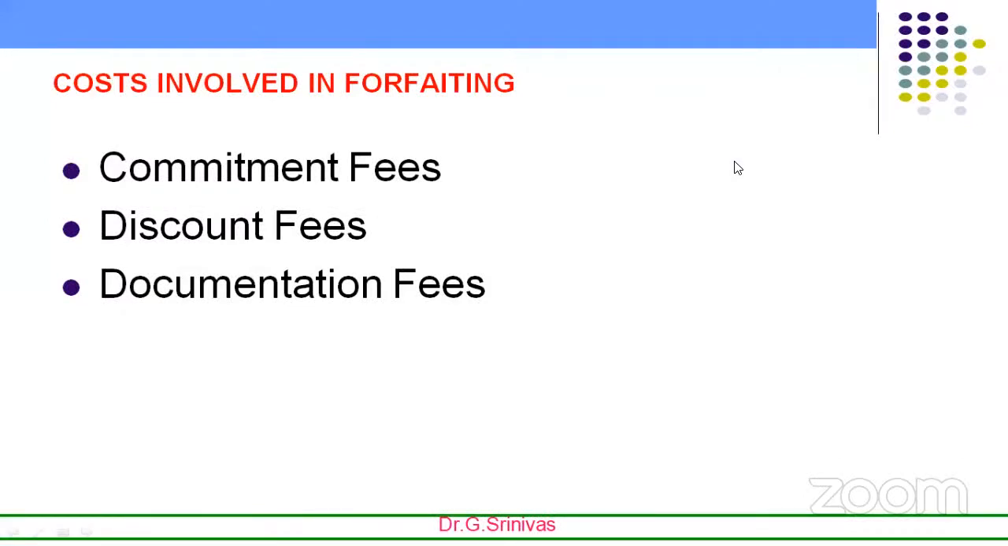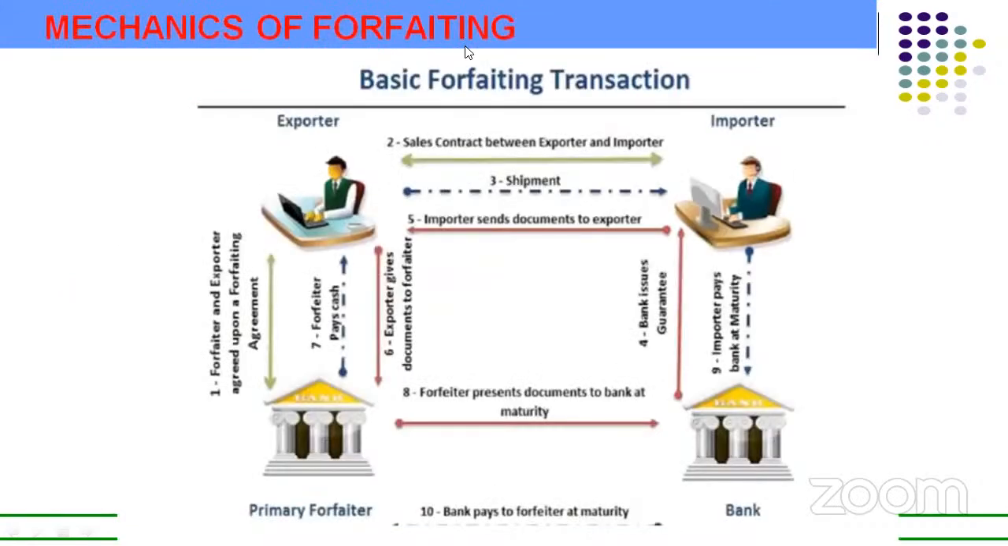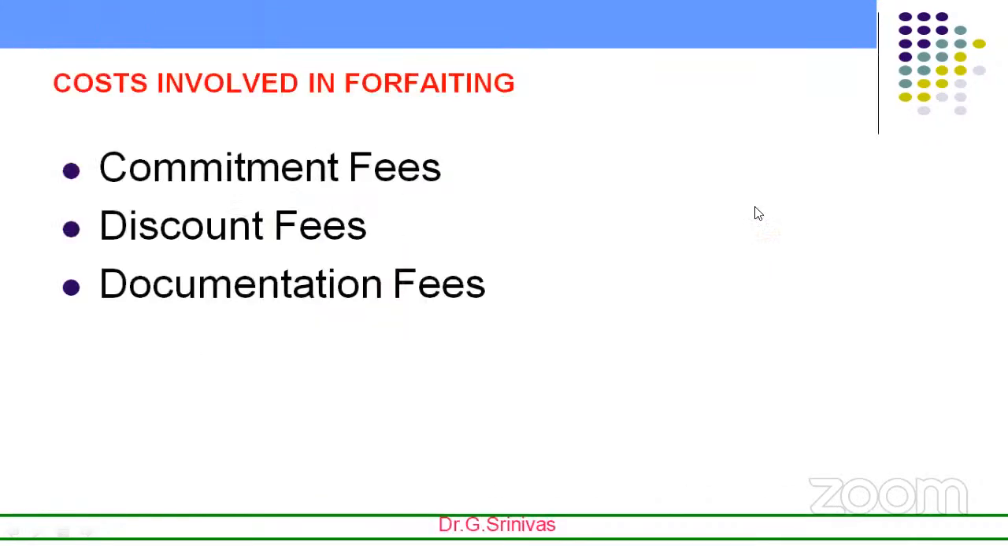So here there are three types of cost in forfeiting, right? The costs involved in forfeiting are commitment fees, discount fees, and documentation fees. Means there are three types of fees or cost: commitment fees, discount fees, documentation fees. Now we will discuss each one by one.